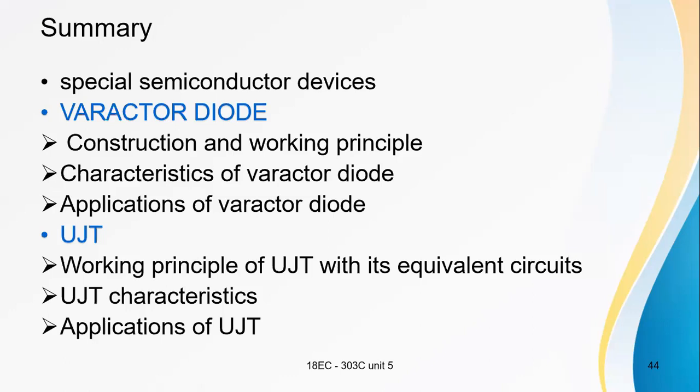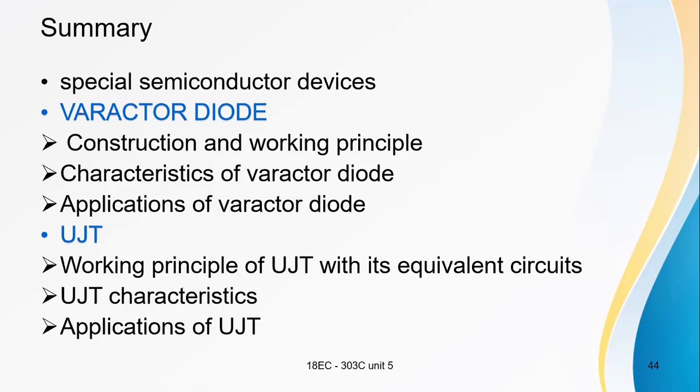Emitter terminal, base 1 and base 2. When there is no emitter voltage, this N region is acting as a resistor. High resistor, lightly doped material means the resistance is high. This is replaced with two equivalent resistors RB1 and RB2. And there is no emitter voltage, so whatever the voltage across RB1 is the voltage applied at the cathode. That means the diode is in reverse bias, the emitter current is 0, and that means the UJT is in the off state.